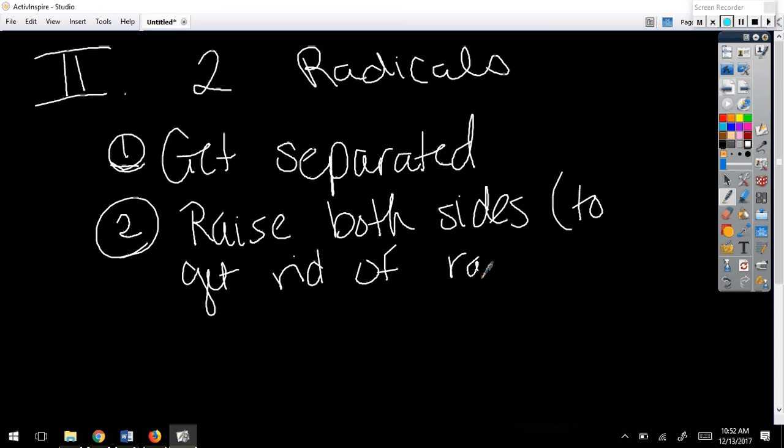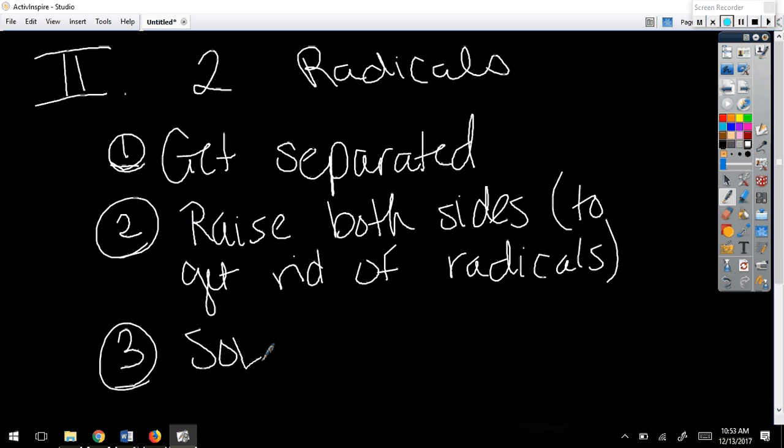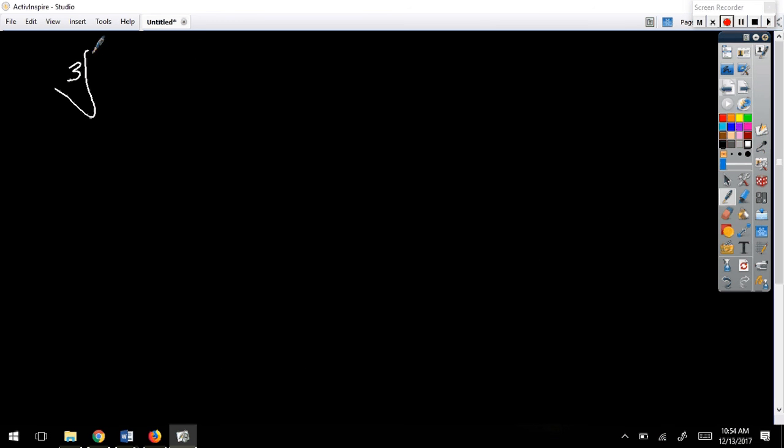And for our sake, the radicals will be the same roots. Thank God. And then all we'll have left to do is solve. So let me show you an example. Here we go. Cubed root. Remember, if the root is not indicated, what is the root? It's a square root, a 2.